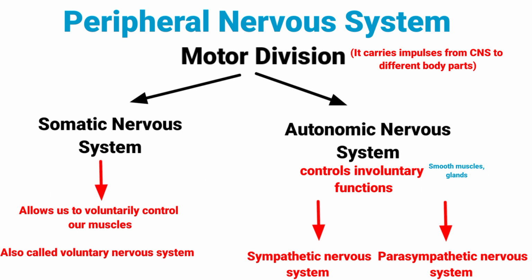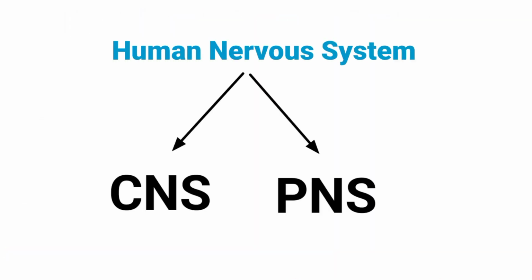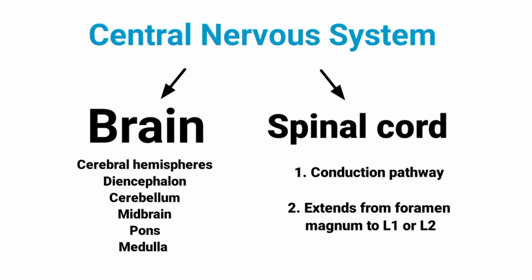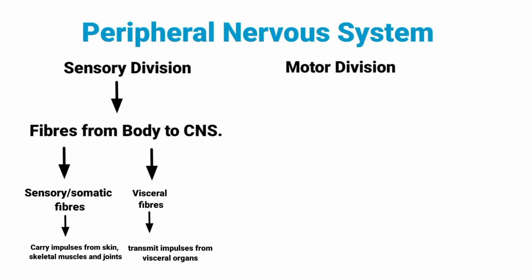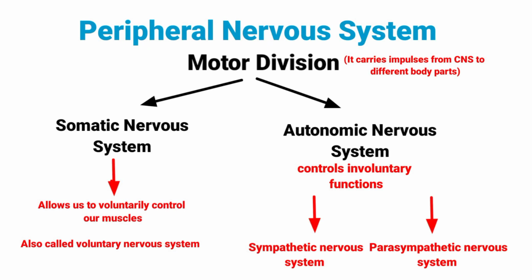So this was the discussion about the classification of our nervous system. The summary is that we had nervous system which had two parts: central nervous system and peripheral nervous system. The central nervous system has brain and spinal cord. PNS has two divisions: sensory division and motor division. The sensory division has further two types of fibers: somatic fibers and visceral fibers. The motor division has somatic nervous system and autonomic nervous system. Autonomic nervous system has further two subdivisions of sympathetic nervous system and parasympathetic nervous system.